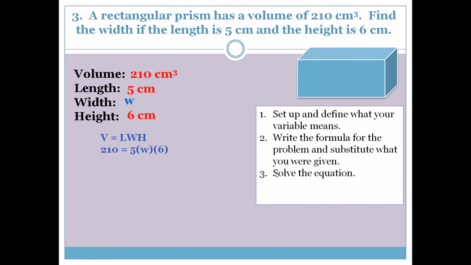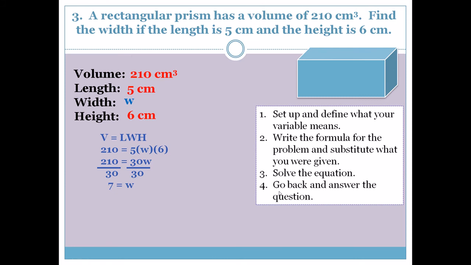Now I'm going to do step 3, solve the equation. All right, well, I got to work on the right side because I have a 5 times a W times a 6, so 5 times 6 is 30. Now how do I get W alone? It's 30 times W. The opposite of multiplying by 30 is divide. Divide by 30. And 210 divided by 30 is 7. So 7 equals W. So we can get all excited. We're done. The answer is 7.